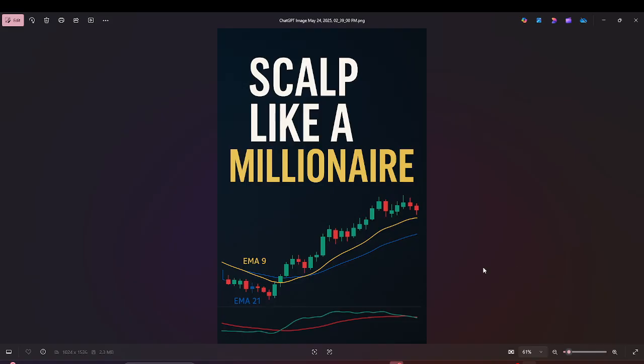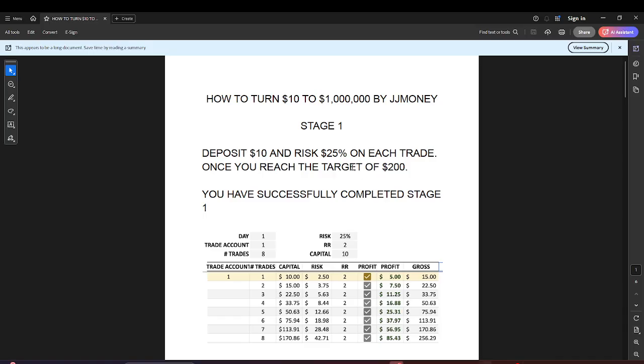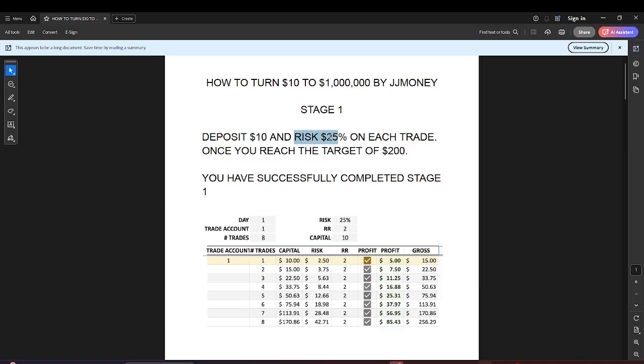Now, how do you make millions? There has to be a specific plan. I don't know if you guys remember this PDF I sent, how to turn $10 into $1 million. Theoretically you have to have like $100 in your balance, but you're just gonna deposit only the $10, and the major risk here is you risk 25% per trade. So with 25% per trade, you're gonna make $1 million. But how is that gonna be done?